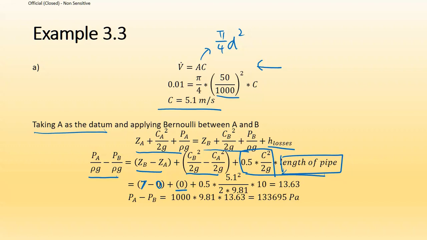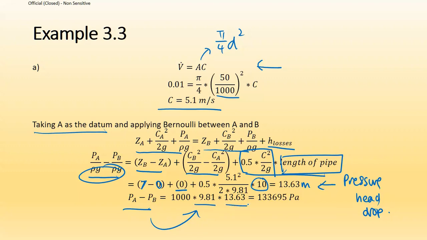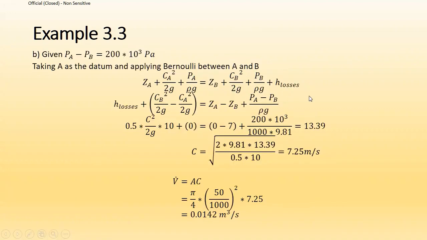And for the losses, apply the equation, and since it goes through a 10 meters length, this will be times 10. And this will give me 13.63. At this point, the units is actually in meters. This value here is actually your pressure head drop. But what the question wants is the actual pressure drop. So we got to shift the rho g to the right hand side, times rho times g. And this will give you the actual pressure drop. Okay, let's move on.